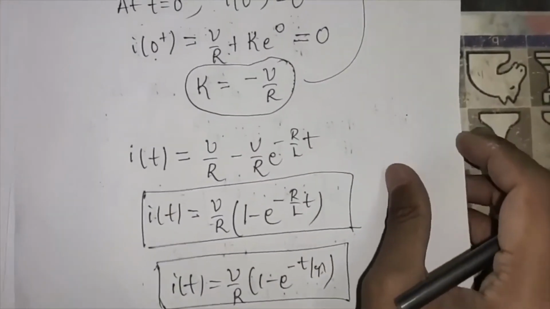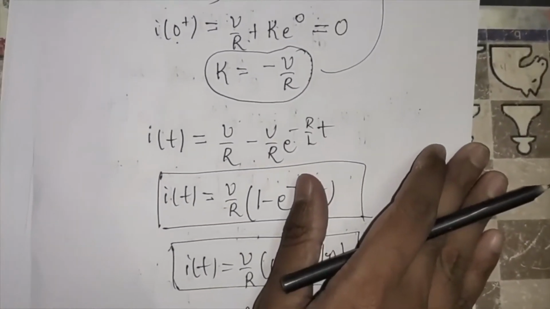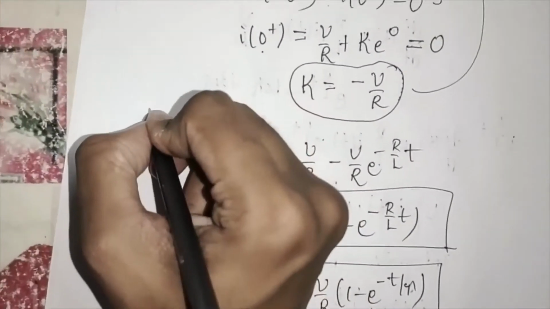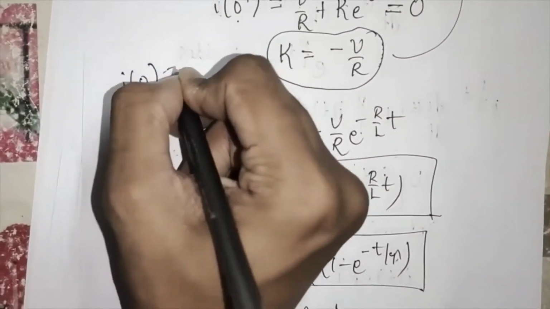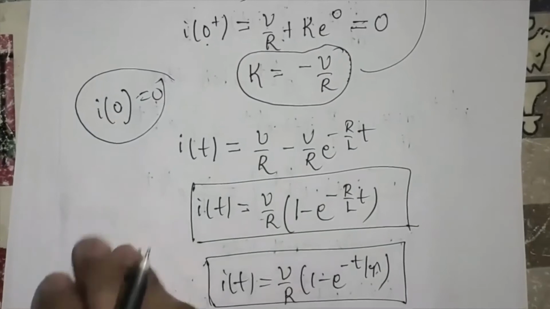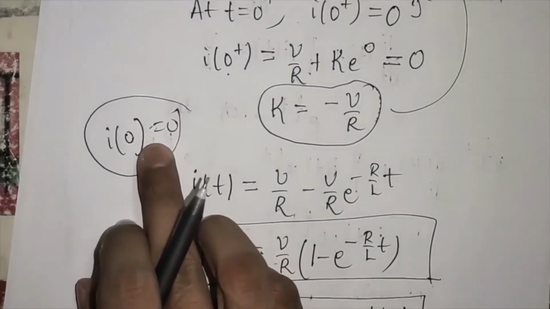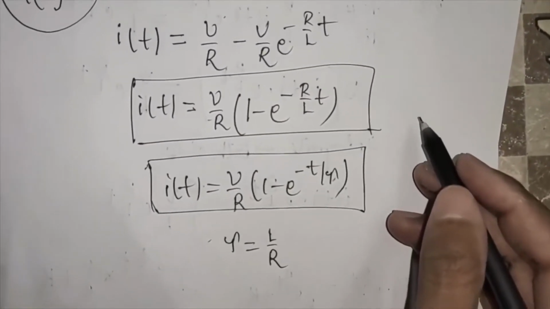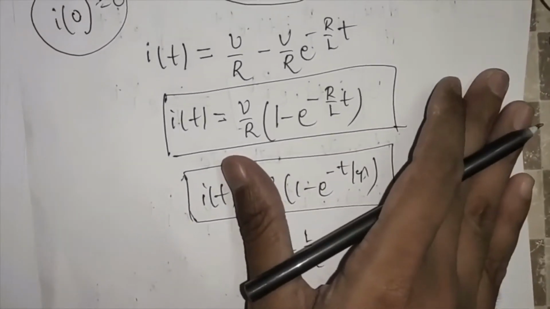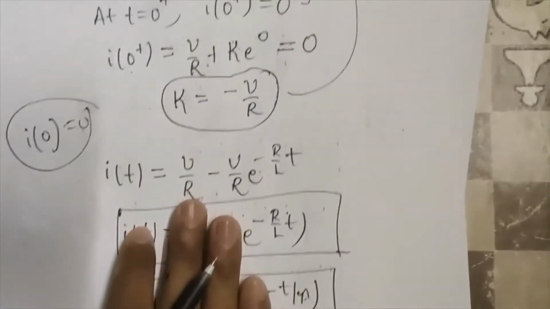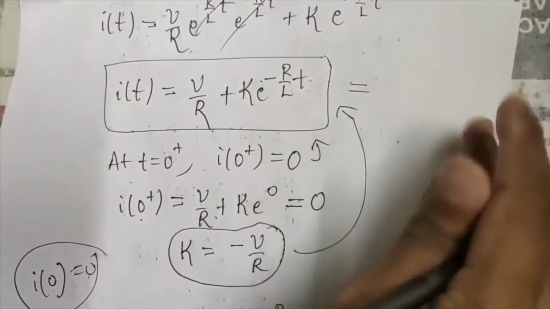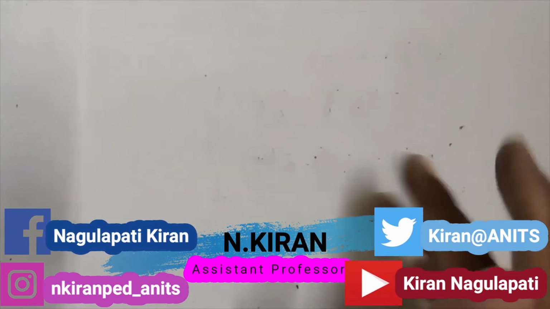So this entire analysis of the response is based on the assumption that the initial current is 0. But in all cases we will not have the initial current to be 0. Hence let us try to derive a more general expression in which all cases will be possible. So let us consider the expression that we got earlier. So I of t, let me take a new page.